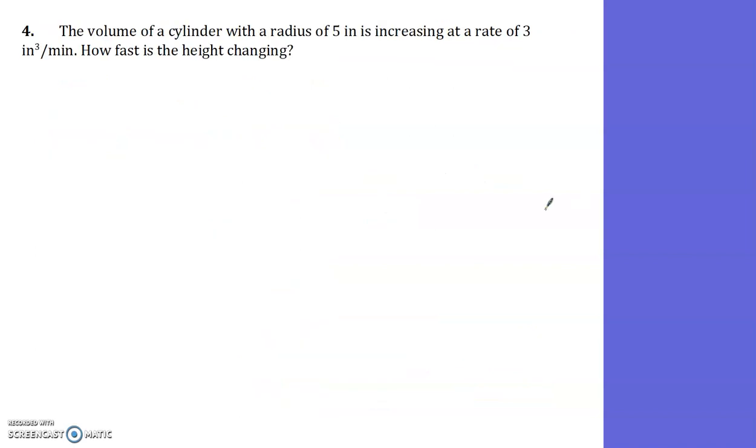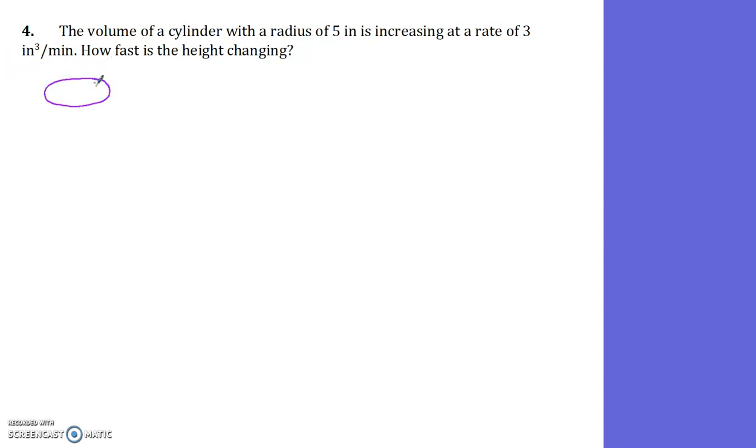So number 4, the volume of a cylinder with a radius of 5 inches is increasing at a rate of 3 inches cubed per minute. How fast is the height changing? Okay, so they tell us we're dealing with volume, okay, but even if they didn't, if you look at your unit, since it's cubed, that's what we use for volume.